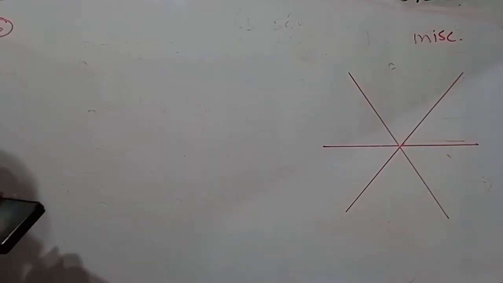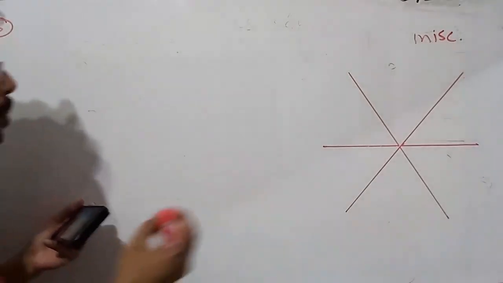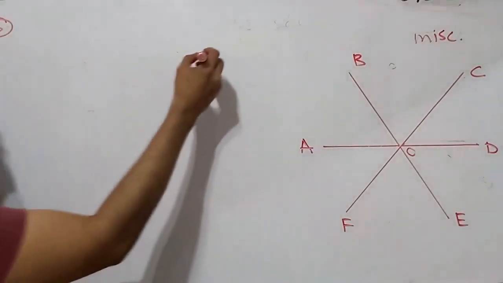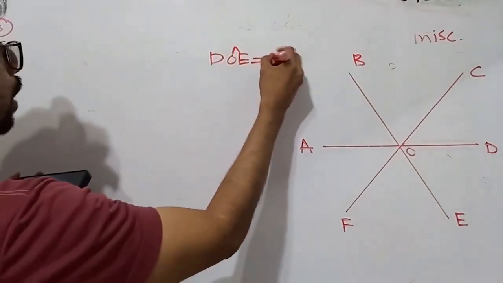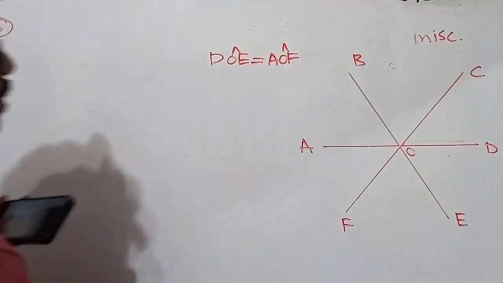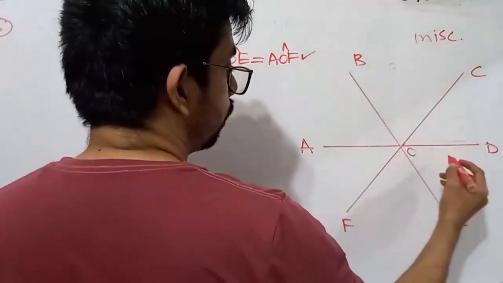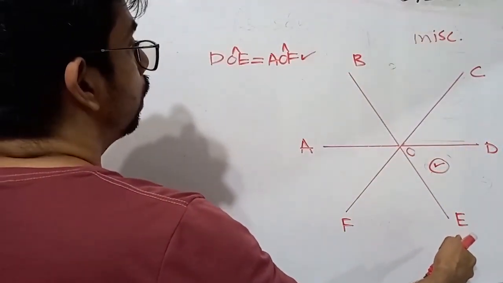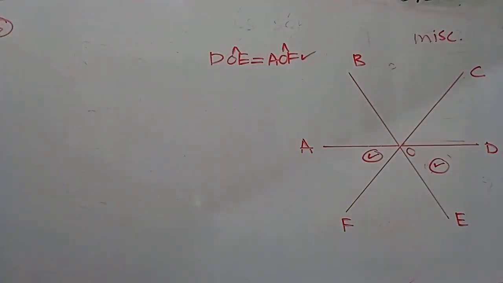Right. Question number 3. As indicated in the figure, the straight lines AD, BE and CF intersect at the point O. If DOE is equal to AOF, so this is given. So I will put a mark. DOE is equal to AOF. So these two angles are equal in magnitude.